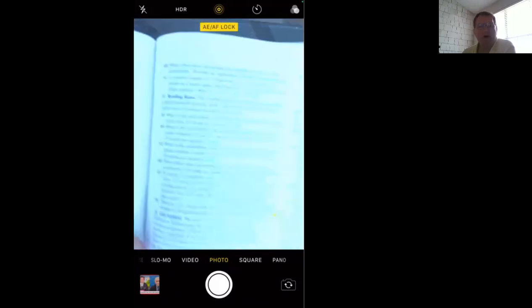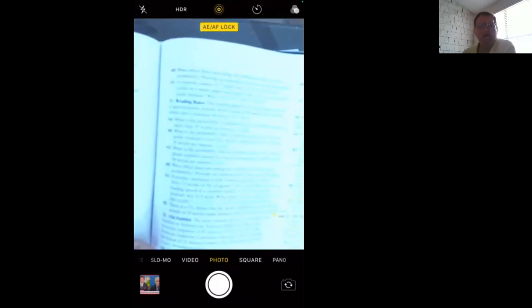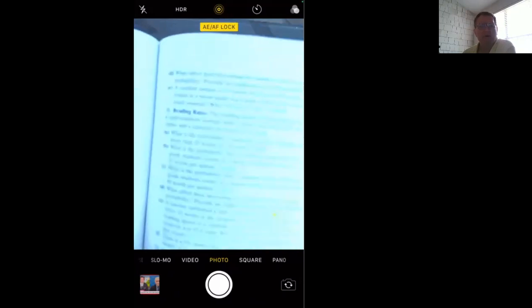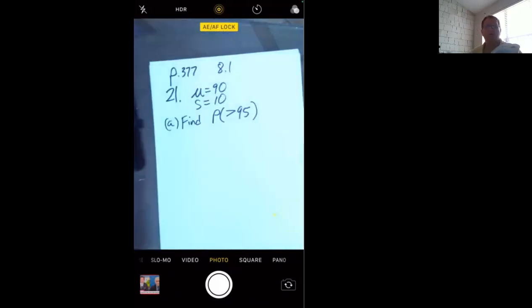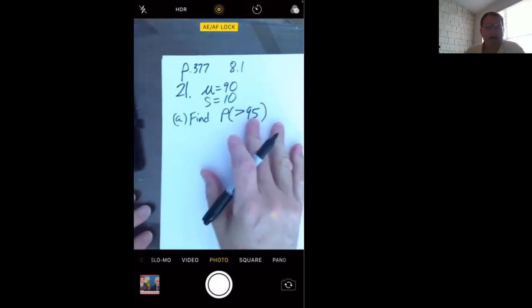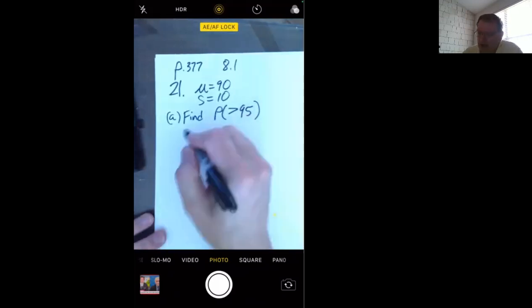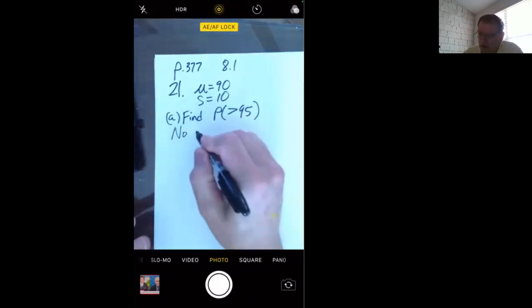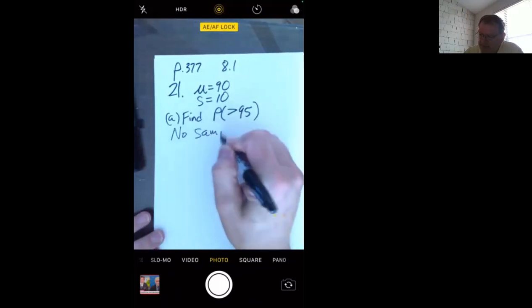I don't know why my screen is something strange going on today. Really faded, but you can see the black line, at least I can. Okay, no sample size given.